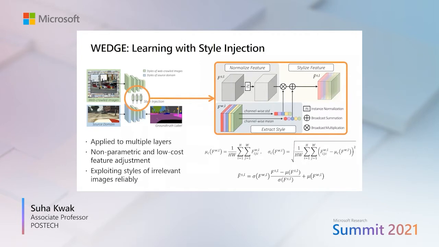Also, its non-parametric nature and low computation cost enables fast and on-the-fly style manipulation. And by focusing more on styles and disregarding contents of web images, the style injection module allows us to reliably utilize web images even when their contents are not relevant to the target task.